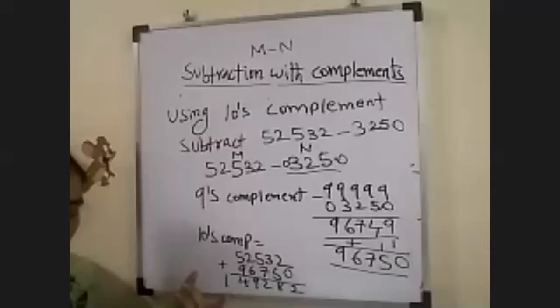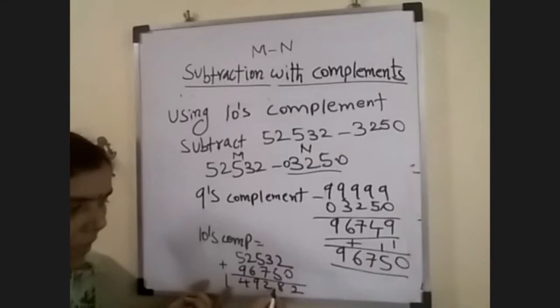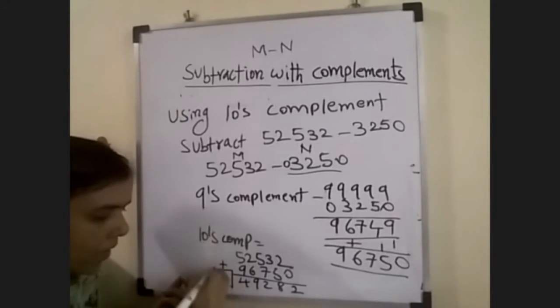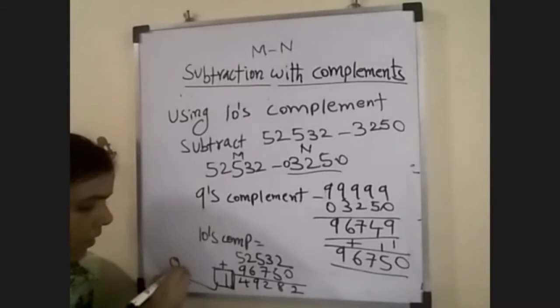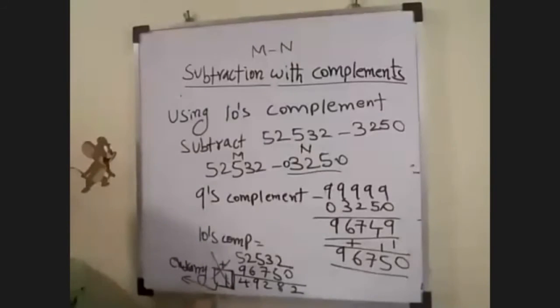So what is the second step? The sum will produce an end carry. That means here how many bits are there? 5 digits, but here the sum produces 6 digits, right? This is the end carry. So simply we can discard it. That means we can eliminate that one.